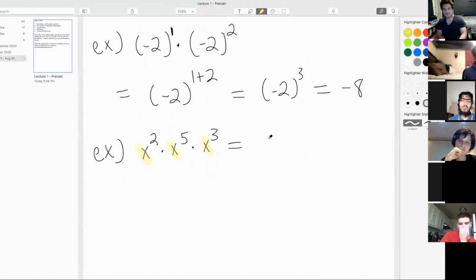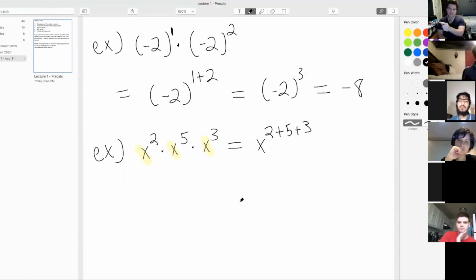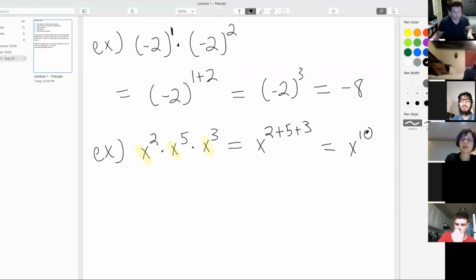Okay, so this is just going to be x to the 2 plus 5 plus 3. Just added all those exponents. That's it. So you just work out that addition of the 3 numbers. That's just x to the 10th. X to the 10th. All right, so I hope everyone's okay.